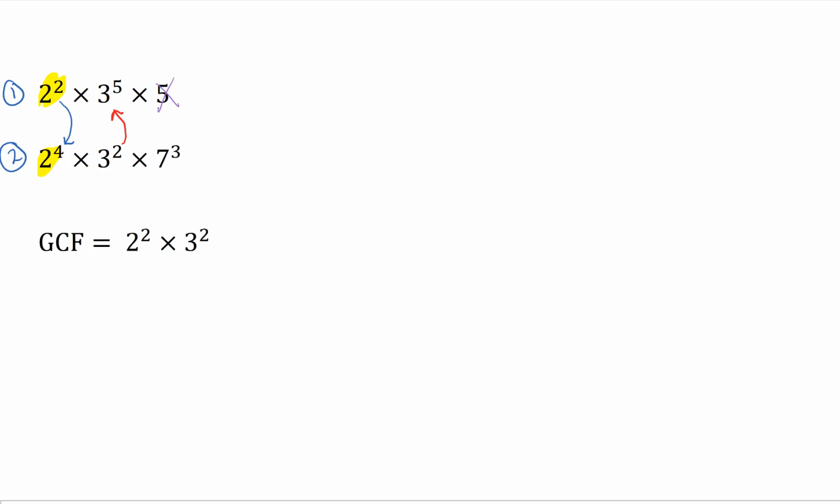So 5 doesn't even count because the two numbers don't have it in common as a factor. Same thing with 7 cubed. The two numbers do not have a 7 in common anywhere, so we don't use that as part of the common factor. So what we end up with then is 2 squared times 3 squared, which would be the greatest common factor in exponential form.